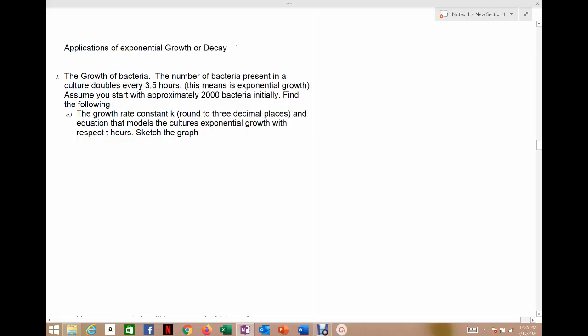Right, on the last set of notes, or the last video, we talked about the models for uninhibited exponential growth and decay. And remember, the equation for that was Q(t), which stands for quantity at time t, equals Q naught e raised to the k times time. Q naught was our initial quantity. E is because it grows exponentially at a rate proportional to its size, and we talked about this last time.